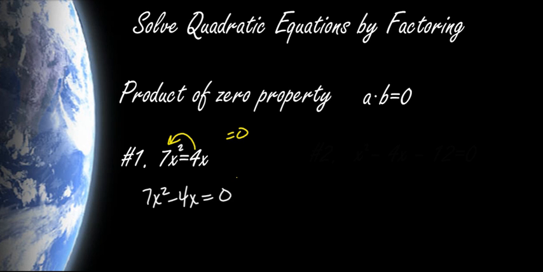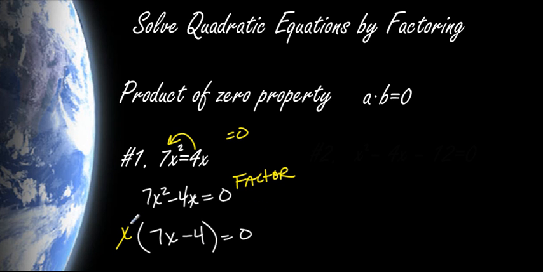Next thing you need to do is factor, because we need two things that are being multiplied together. Now, 7x squared minus 4x, they both have an x in common. If you factor out one of the x's from the 7x squared, you're going to be left with a 7 and an x. If you factor out the x from a minus 4x, you get a minus 4, equals 0.